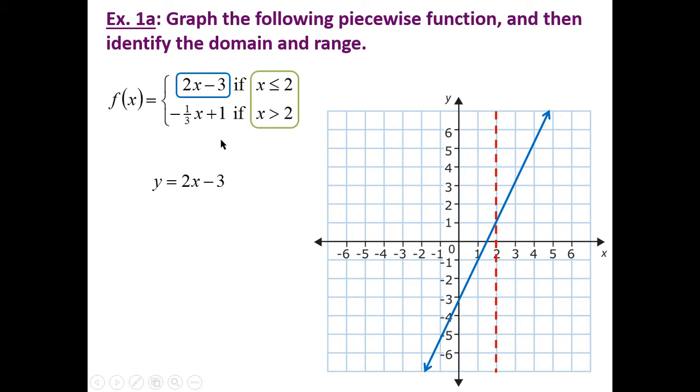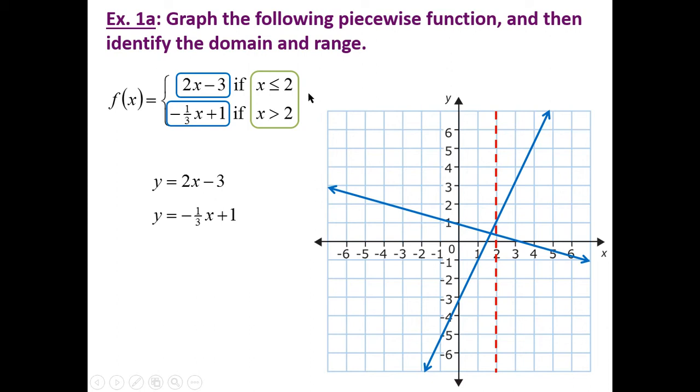And then the second part of the function, negative 1/3 x plus 1, well, if we think of that once again in slope-intercept form, y equals negative 1/3 x plus 1, and that's a line with a y-intercept of 1 and a slope of negative 1/3. We draw that in on our graph. So now what we have is a graph with 2 lines on it, but being that it's a piecewise function, we're really only focused on part of each of those lines.